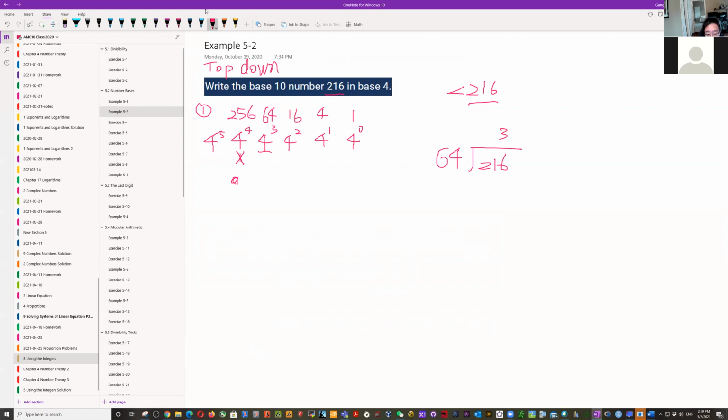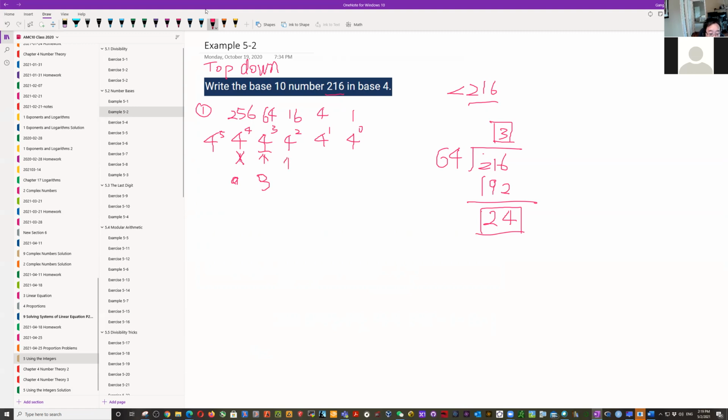So that's 3. 3 multiplied by 64 equals 192, and the remainder is 24. So basically I put the 3 here, because that represents the 3 times 64 I have in base 4, in this position. Then I need to represent the remainder 24 with a 3-digit base 4 number.